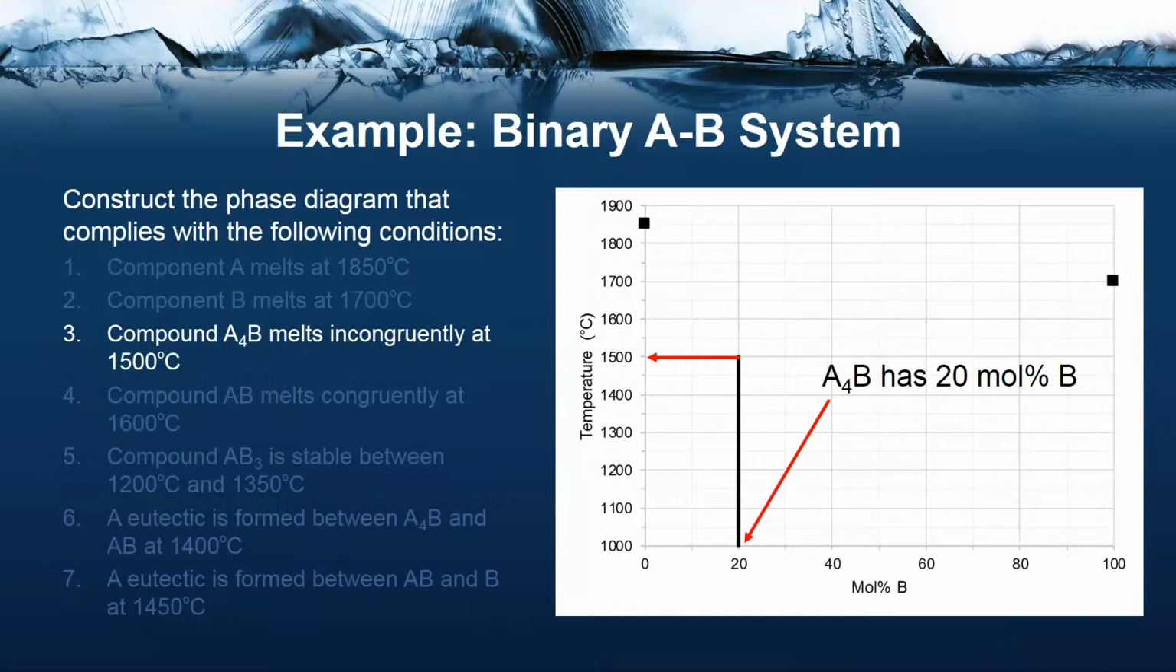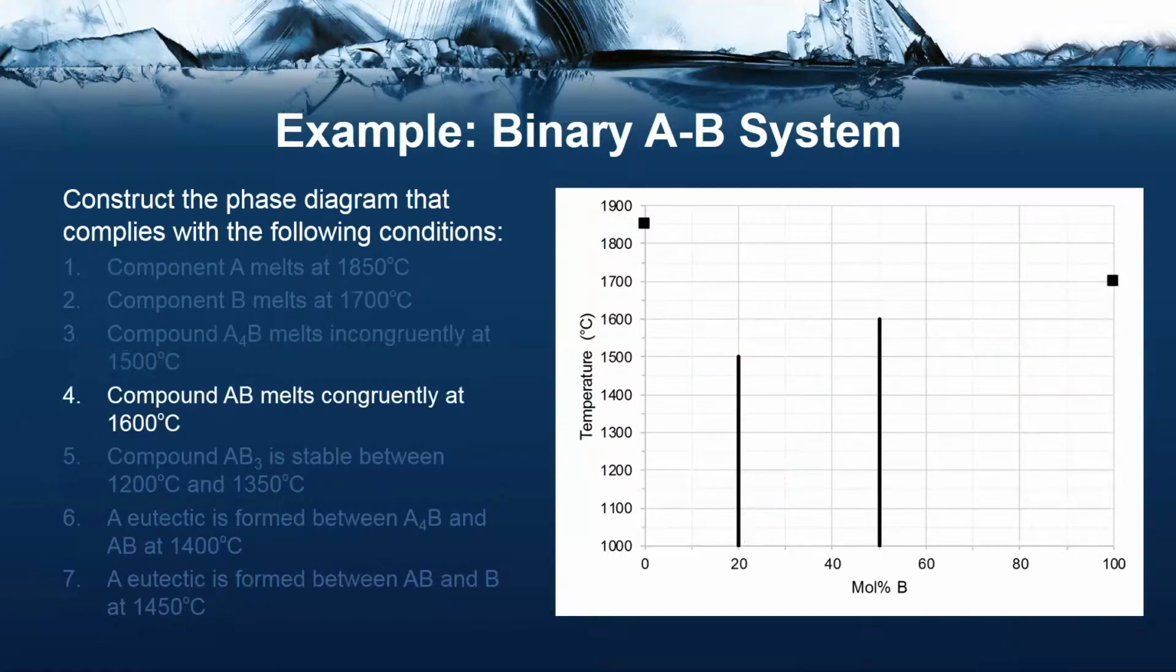Therefore, we can draw the line from the lowest part of the diagram, which in this case is 1000 degrees Celsius, up to 1500 where it melts. As of right now, we'll not concern ourselves with the fact that this intermediate compound melts incongruently. Instead, we'll move on to the next condition.